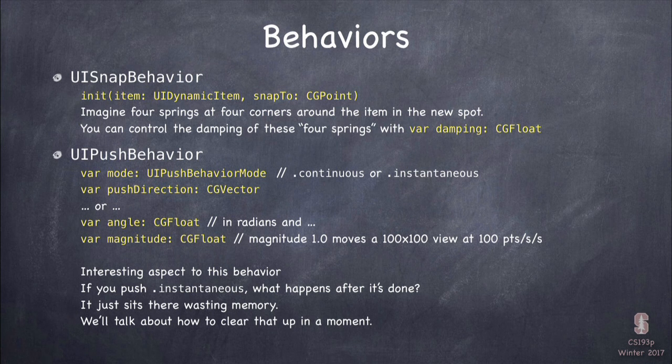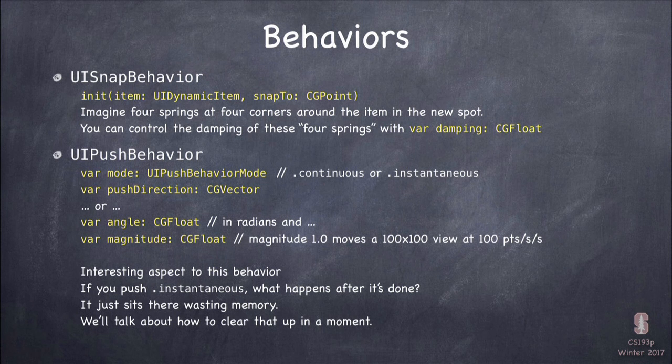Push is almost like imparting a velocity to it. Now, there's two kinds of push. There's instantaneous push, which is just a one-time push that imparts a certain energy to it. There you can see magnitude 1.0 on a 100 by 100 view would get 100 points per second squared, kind of push to it. But then there's also continuous push, which is you're just pushing along behind. So that's velocity. You're giving the thing velocity because you're just constantly pushing it at some rate. So you can do both things there.